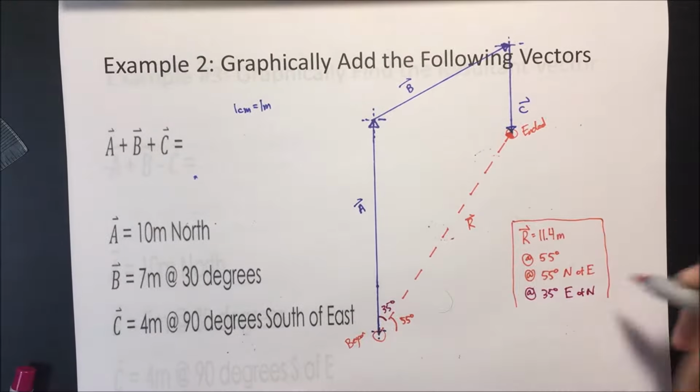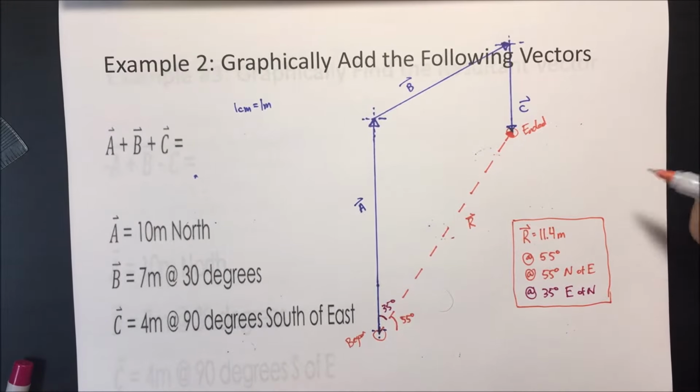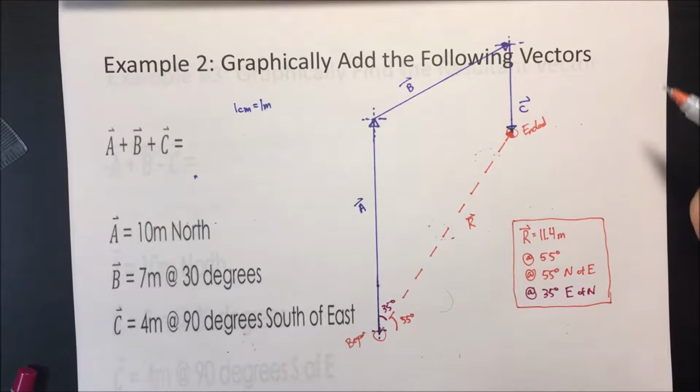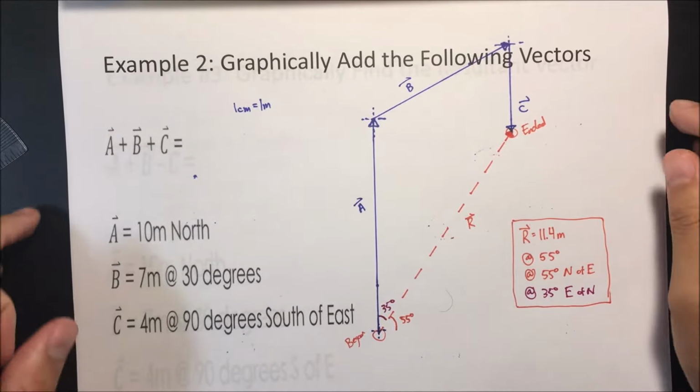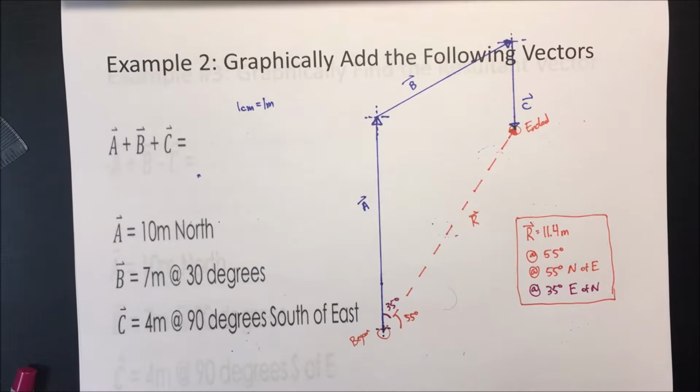And even if you didn't get exactly 11.4, that's totally fine. I think actually the exact answer is 11.27 meters at 57.5 degrees. So when you're doing it graphically like this, you won't get the exact answer much of the time. But I'll be showing how to do it mathematically later on. All right.